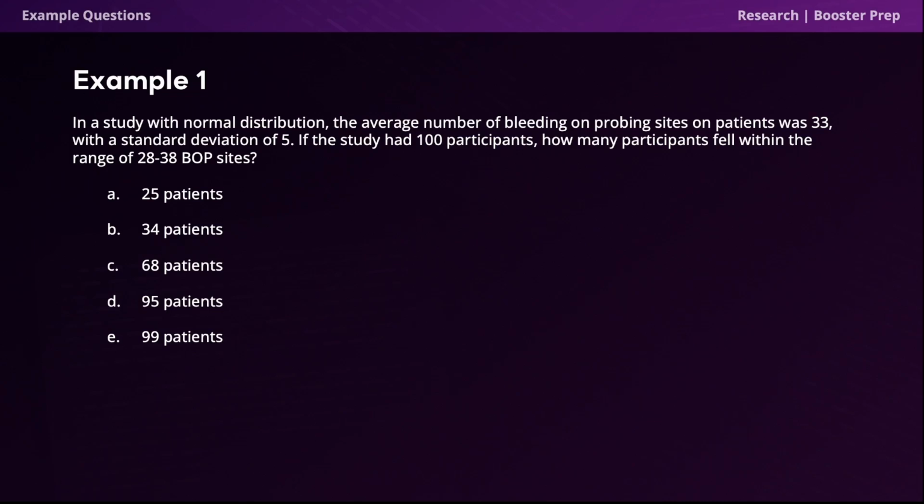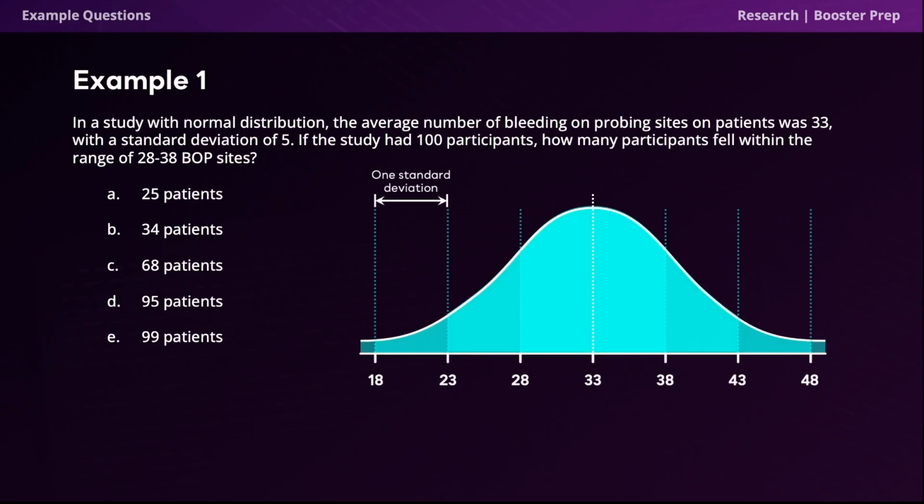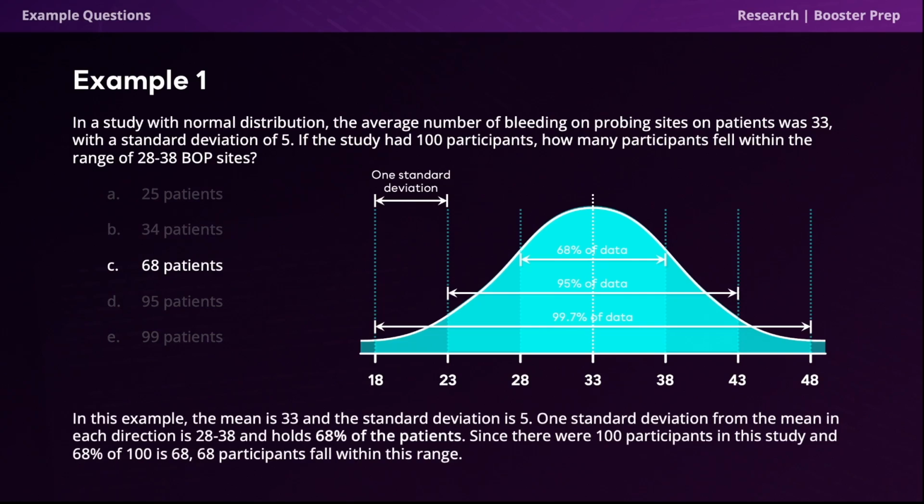Now, in order to answer this question, we need to remember that 68% of data lies within one standard deviation of the mean, 95% of data lies within 2 standard deviations of the mean, and 99.7% of data lies within 3 standard deviations of the mean. Now, the correct answer for this question is option C, 68 patients.